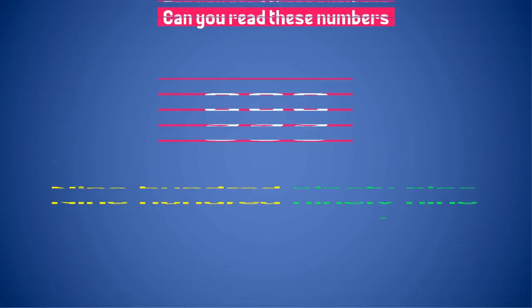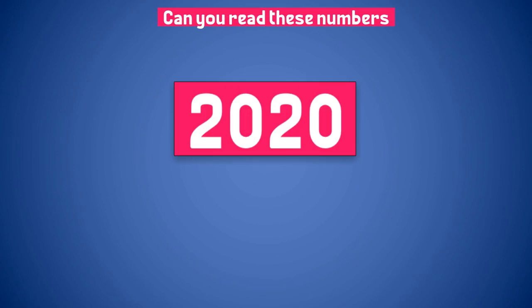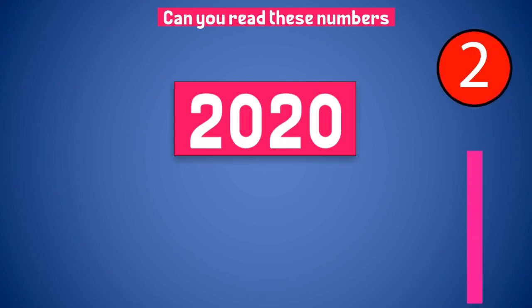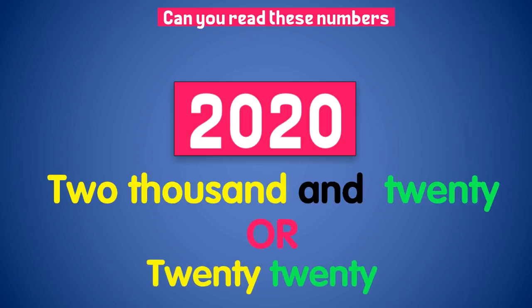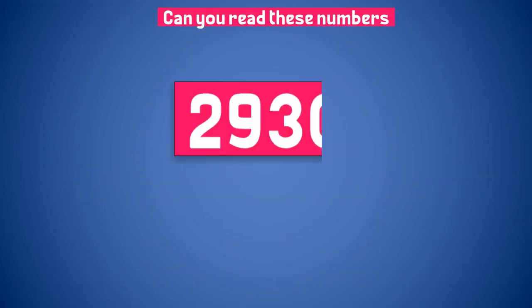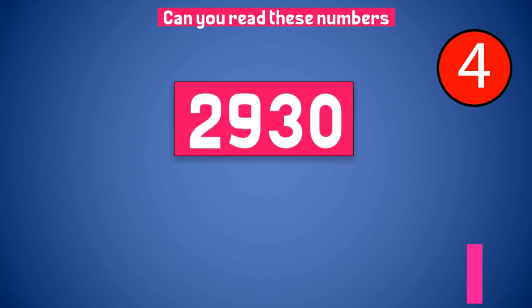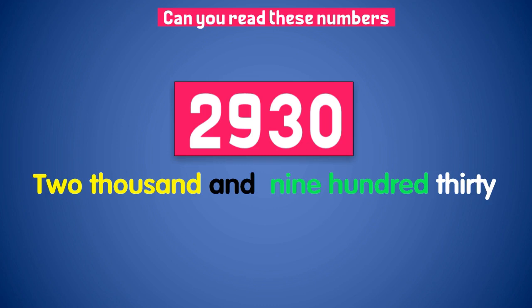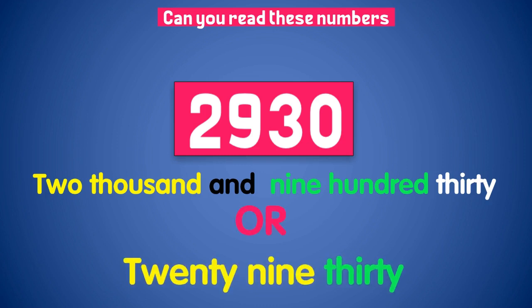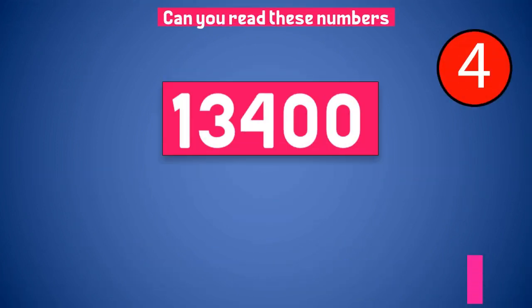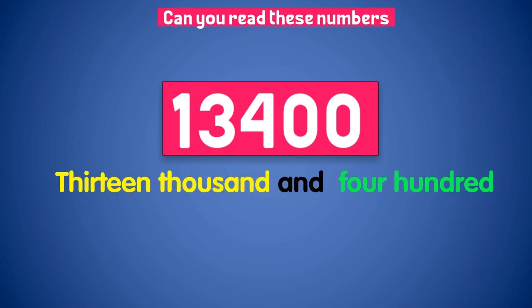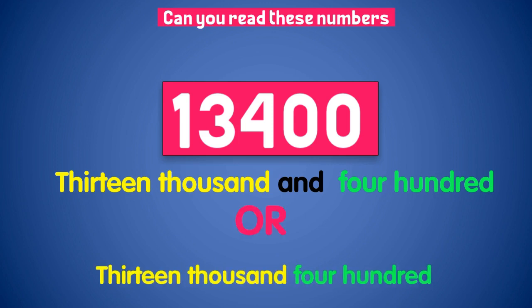Two hundred thirteen, three hundred ninety-nine, five hundred forty-two, nine hundred ninety-nine. Two thousand twenty, or twenty twenty. Two thousand nine hundred thirty, or twenty-nine thirty. Thirteen thousand four hundred.